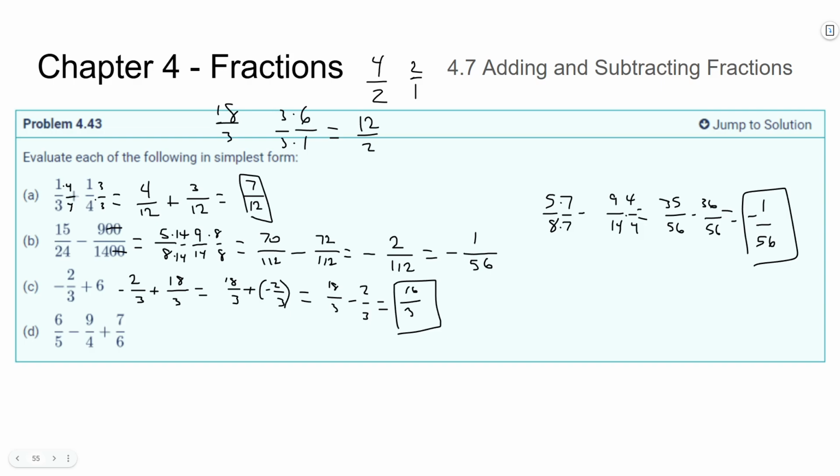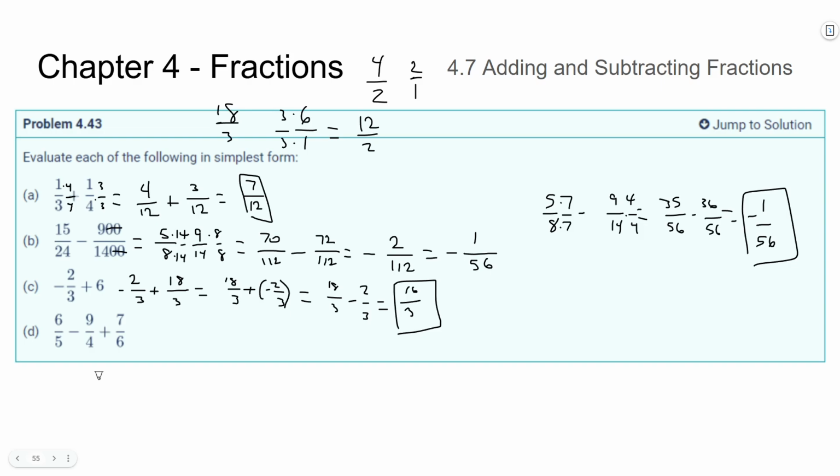All right. Make sure I got the right answer here. 16 over 3. Yep, okay. So in this last one here, we have 3 numbers. Interesting. So we have to find a common denominator for all 3.